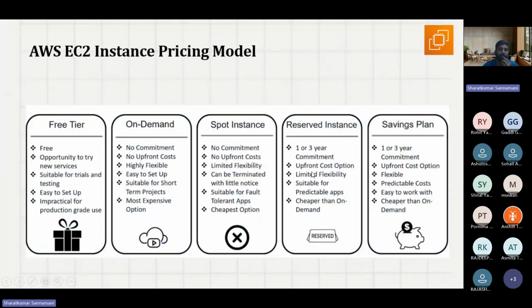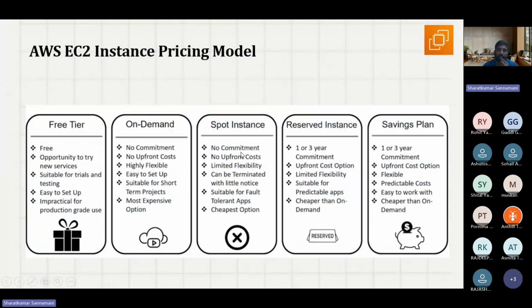So again, we have just compared the pricing in this slide. I can go through it, and we will share the PPT. We have compared all the pricing models. Free tier comes with all the services. On demand is like no commitment, no upfront, nothing. Wherever the workload is such that you want no commitment, you can go ahead and use on demand.